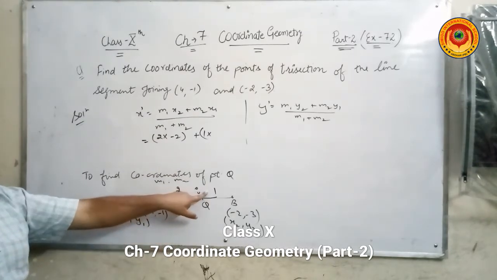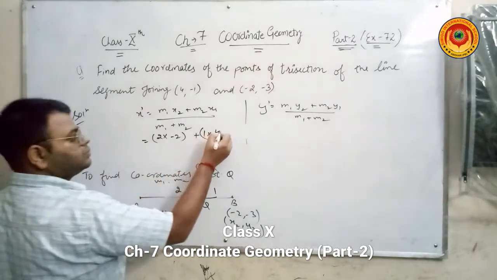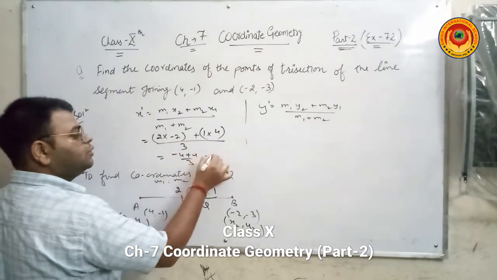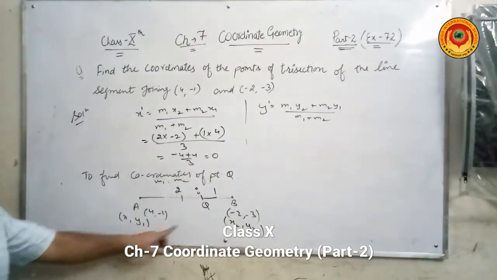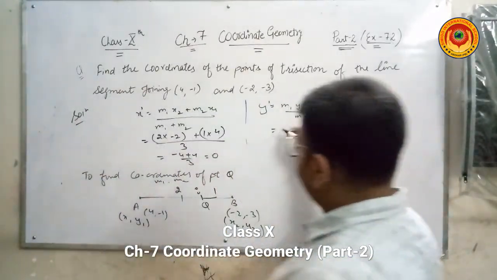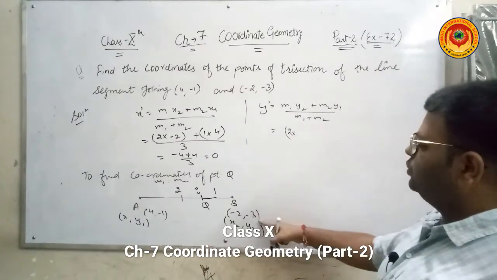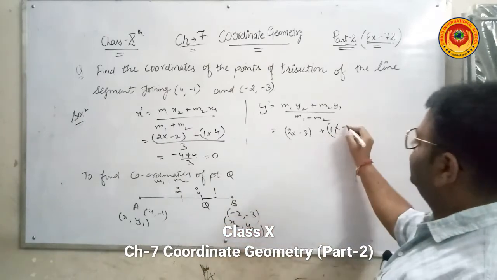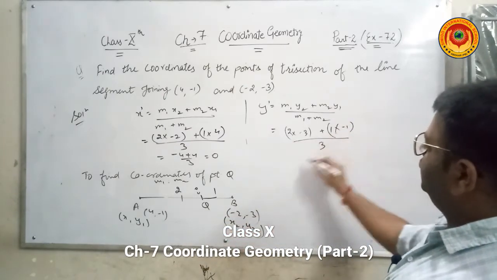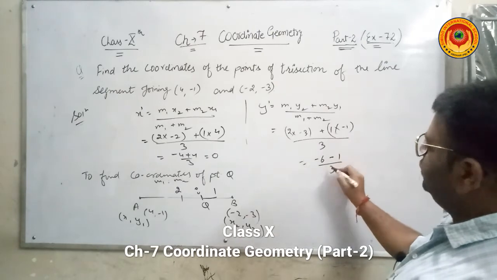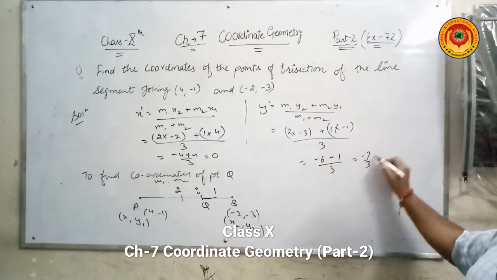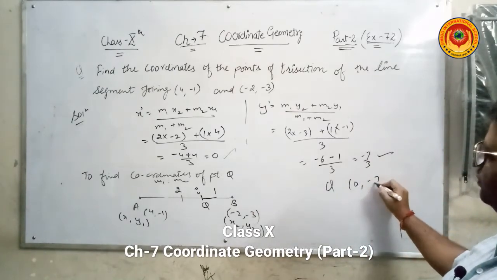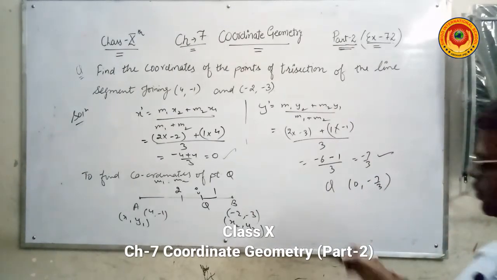Sorry, M2 is 1, x1 is 4, upon 2 plus 1, 3. -4 plus 4 upon 3, 0 by 3, 0. Then for y, M1 is 2, what is your y2? -3. M2 is 1, y1 is -1, upon 2 plus 1, 3. -6 minus 1 upon 3, that is -7 by 3. This is your y dash, this is your x dash. So what's your Q? (0, -7 by 3). So this is your required answer.